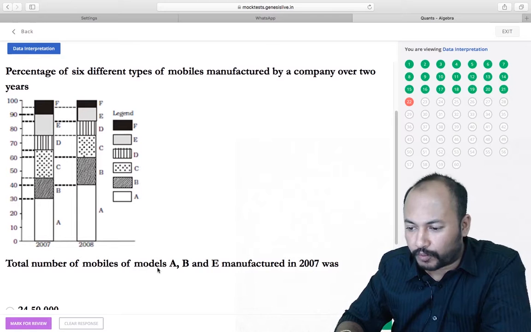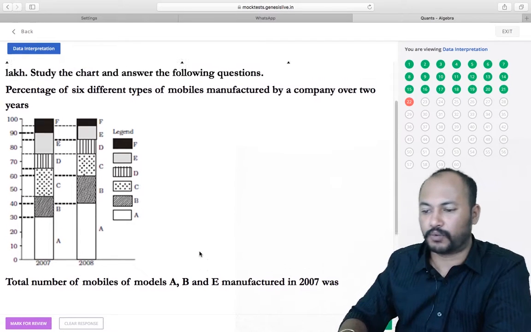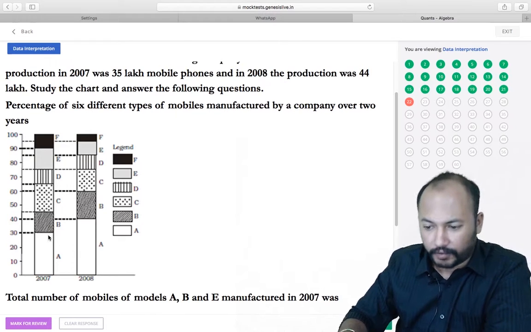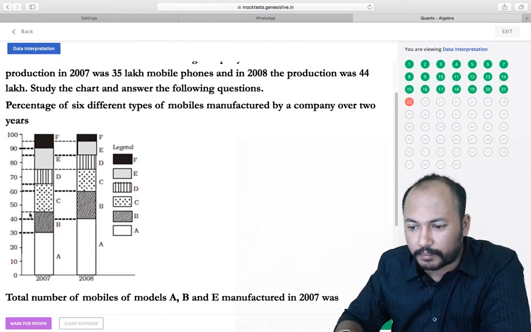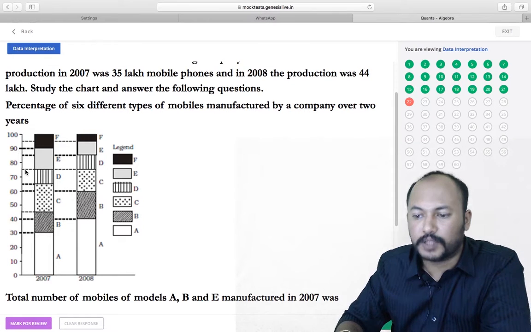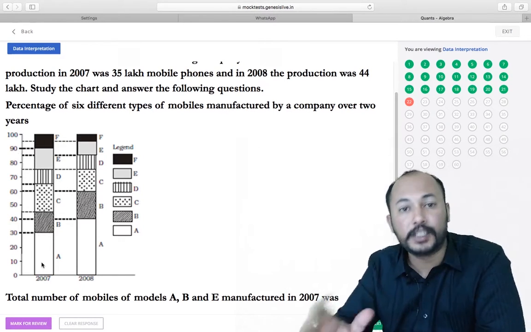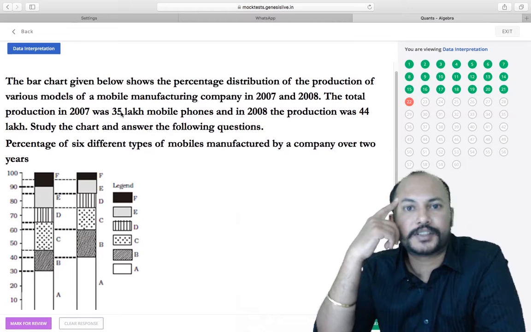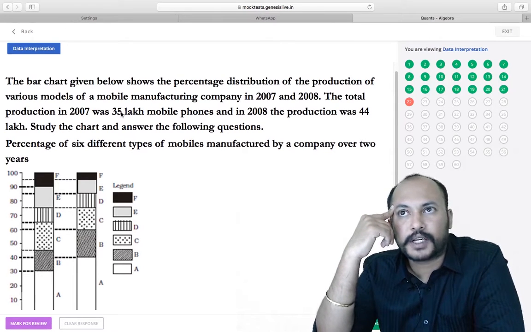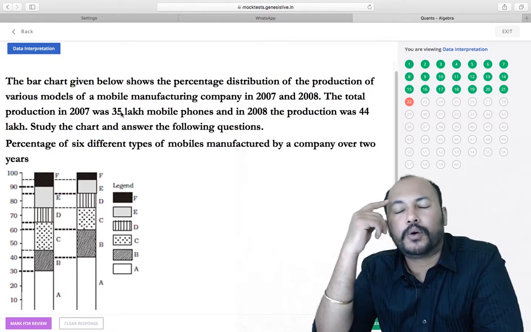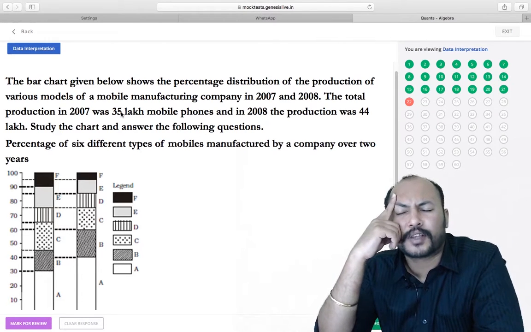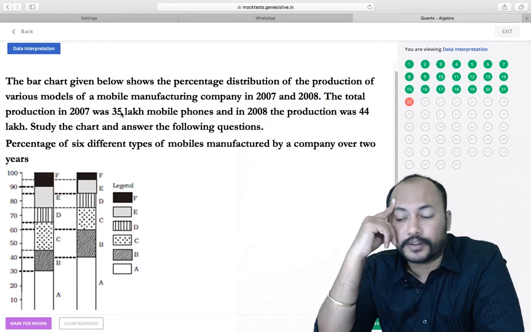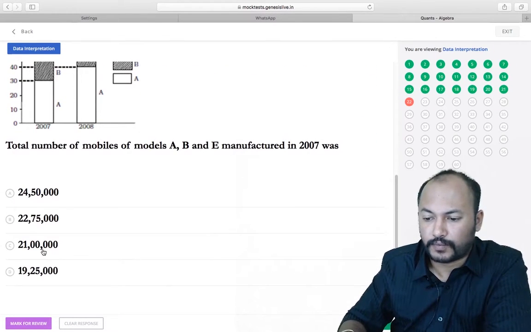Total number of mobiles of models A, B, E manufactured in 7. A and B together is 45 percentage, and E, it is 90 and 85, so it is 15 percentage. So overall 15 percentage plus 45 percentage is 60 percentage. So 60 percentage of 35 lakhs. What is 50 percentage of 35 lakhs? 35 by 2, 17.5. What is 10% of 35 lakhs? 3.5, right? So 3.5 plus 17.5 is 21. 21 lakhs is the answer. Option C.